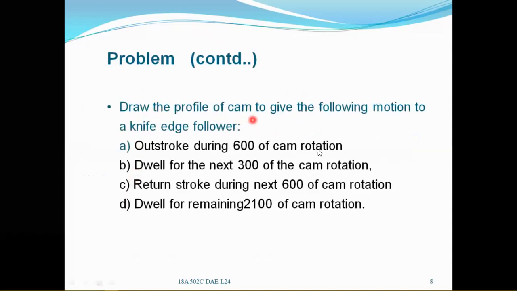Draw the profile of the cam to give the following motion to a knife edge follower: outstroke during 60 degrees of cam rotation, dwell for the next 30 degrees of cam rotation, return stroke during the next 60 degrees of cam rotation, and dwell for the remaining 210 degrees of cam rotation. So 60 degrees of outstroke and 60 degrees of return stroke, in between these two 30 degrees of dwell, and the remaining is a dwell period. This is the data given to you.